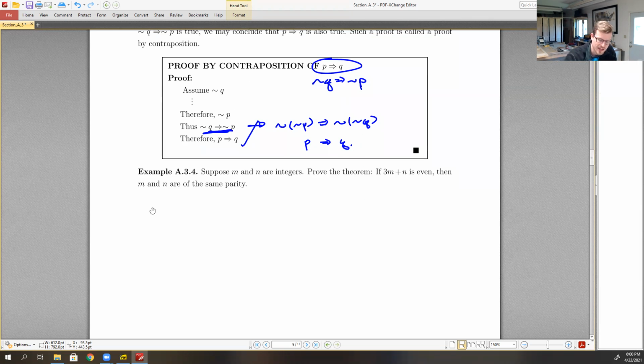For this example, we want to consider two integers m and n, and this looks really similar to our previous example. If 3m plus n is even, then m and n are of the same parity. You'll notice that that's, I believe, the inverse of the statement that we proved last time. So ignoring that little bit of information, we want to prove that if 3m plus n is even, then m and n are of the same parity.